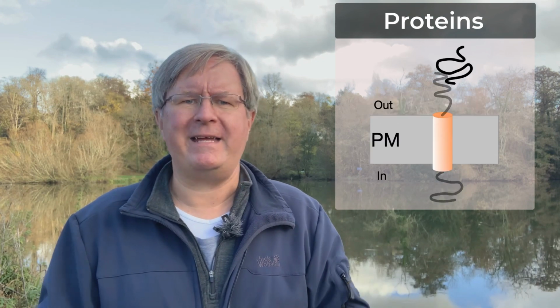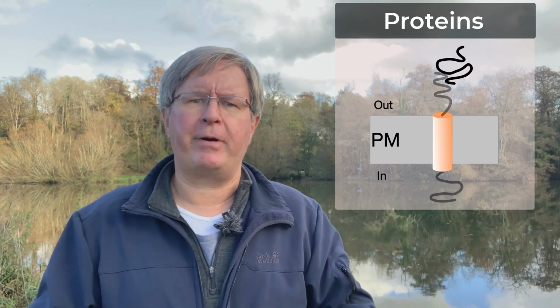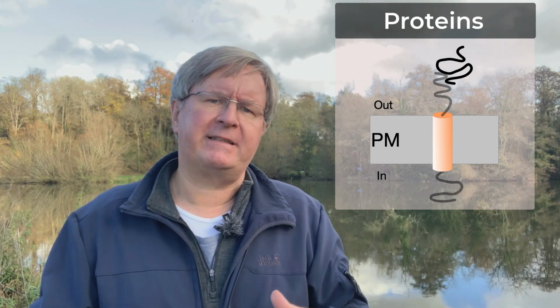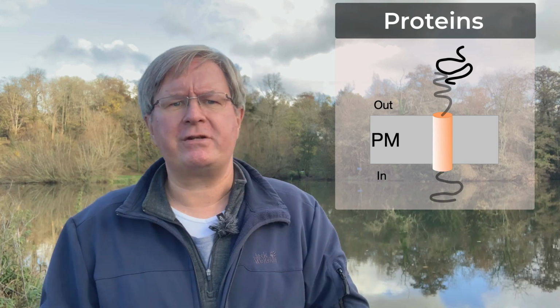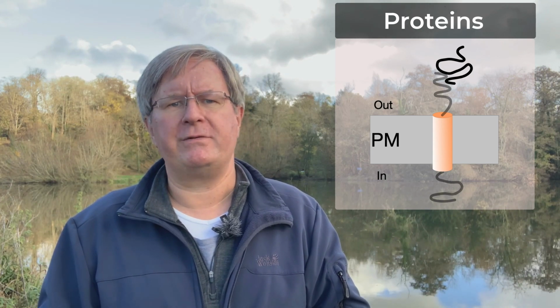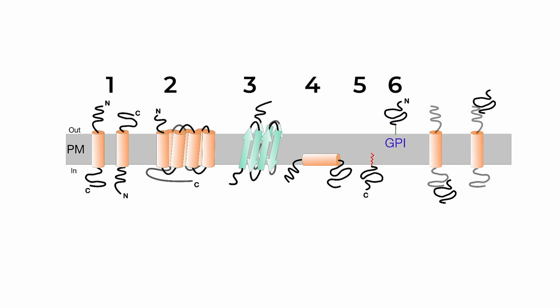And finally, 8. External membrane-associated proteins. In this case, the protein attaches to another protein that spans the membrane. An example of this type of protein is the toll-like receptor that binds bacterial proteins as part of the immune system.